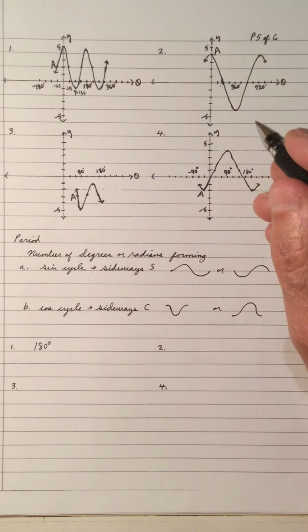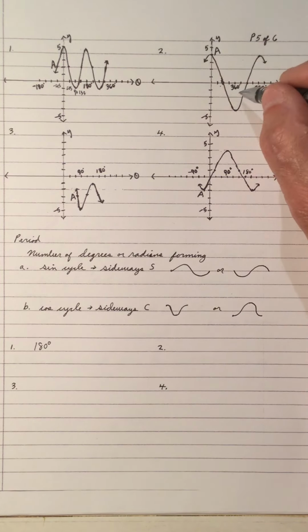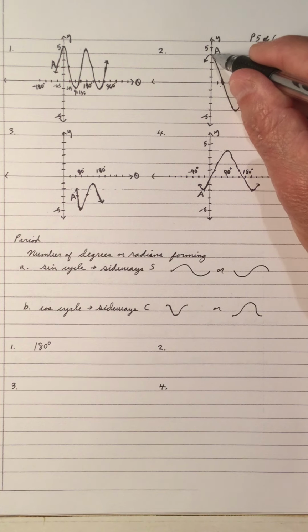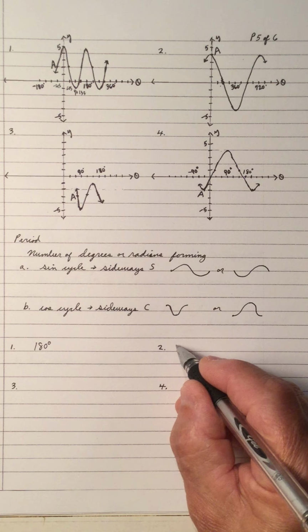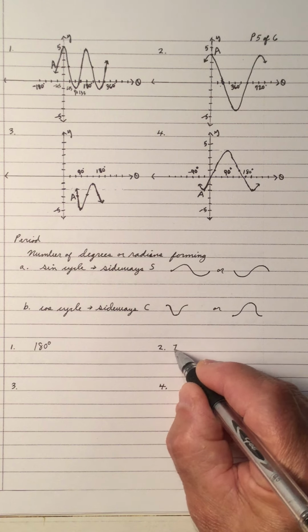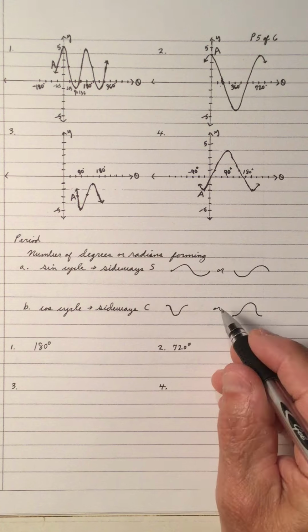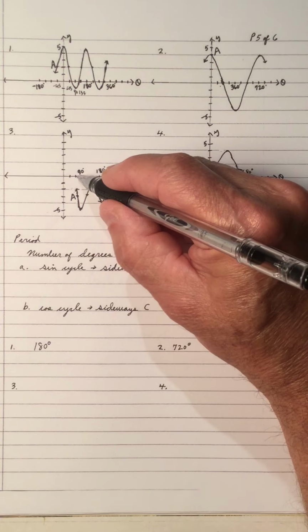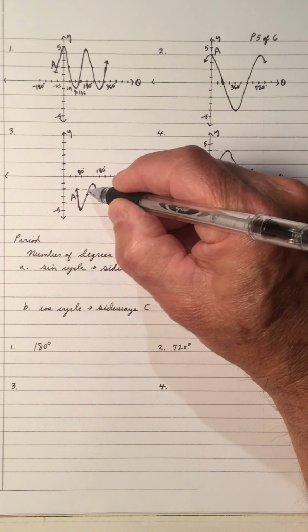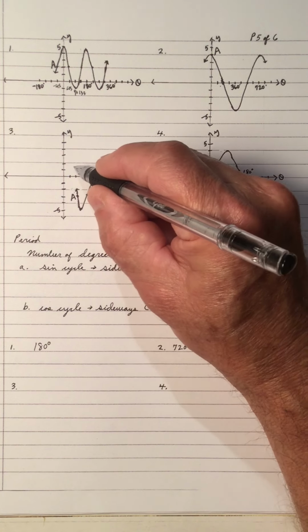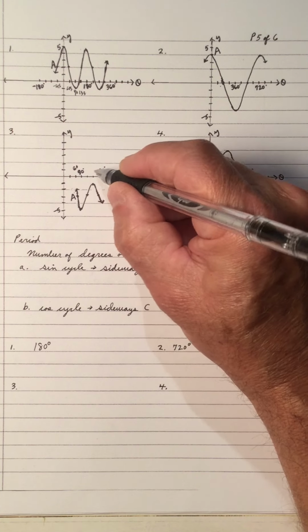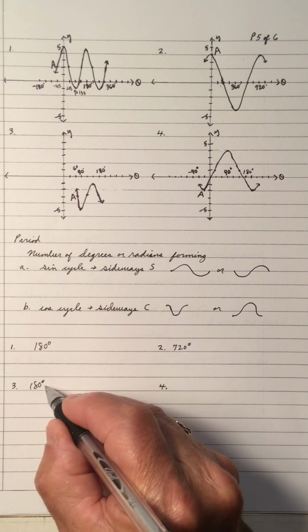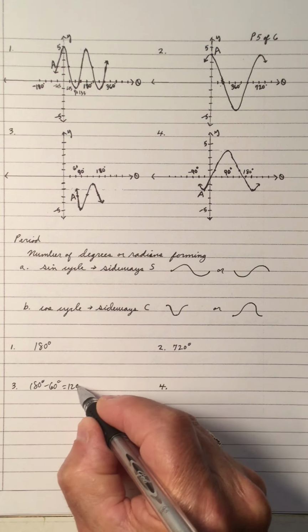Number 2, again, when you got this diagram, the period starts at 0 and you go all the way and make a sideways C to 720. So the period of this is 720. Number 3, you want a sideways S, so we start here, this is at 60, and you're going to 180, so 180 take away 60, the period is 120 degrees.